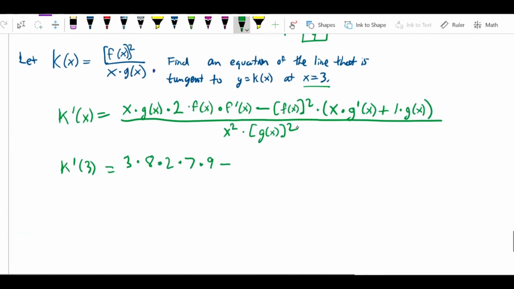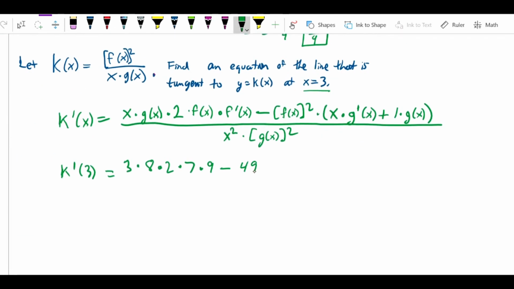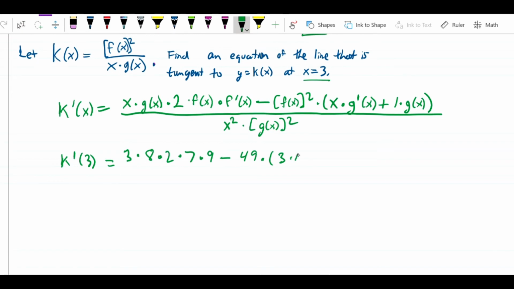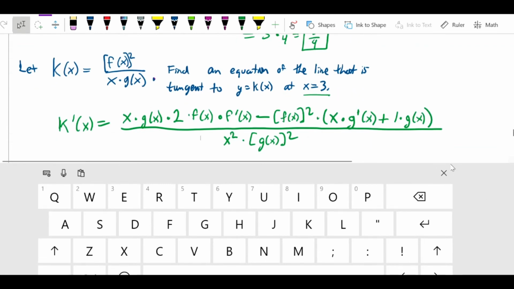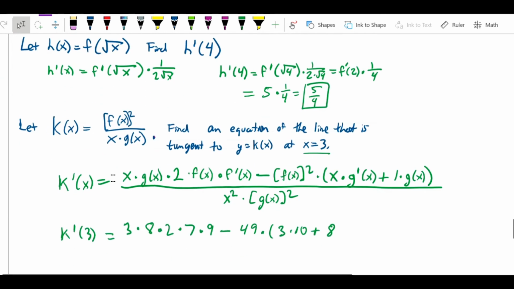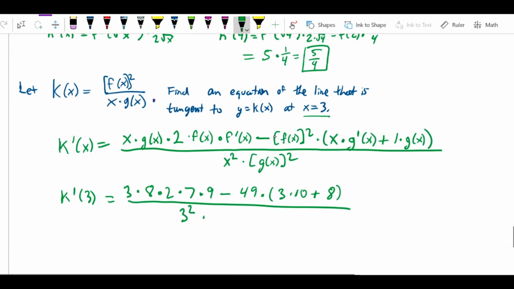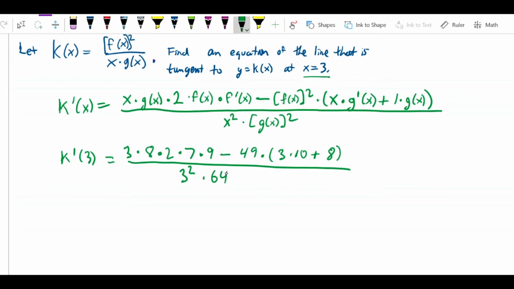and then minus f of 3 squared. So that's 7 squared, which is 49, times 3 times g prime of 3, which was 10, plus 1 times g of 3, so that's 8. Oops, sorry, g of 3 was 8. So there's the top. And on the bottom we have 3 squared times g of 3, which is 8, and we're squaring that, and that's 64.